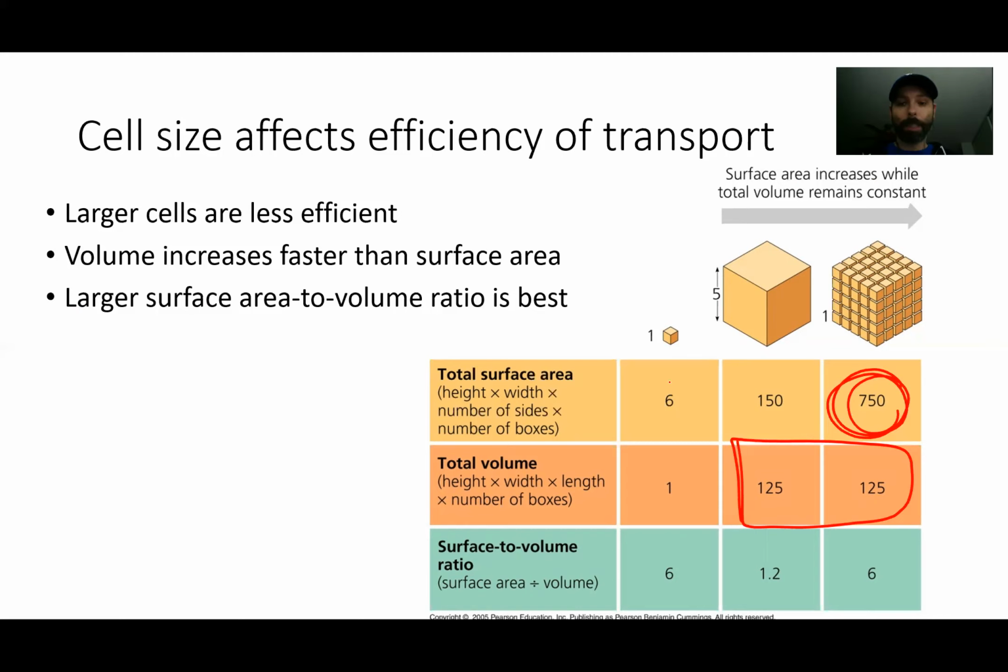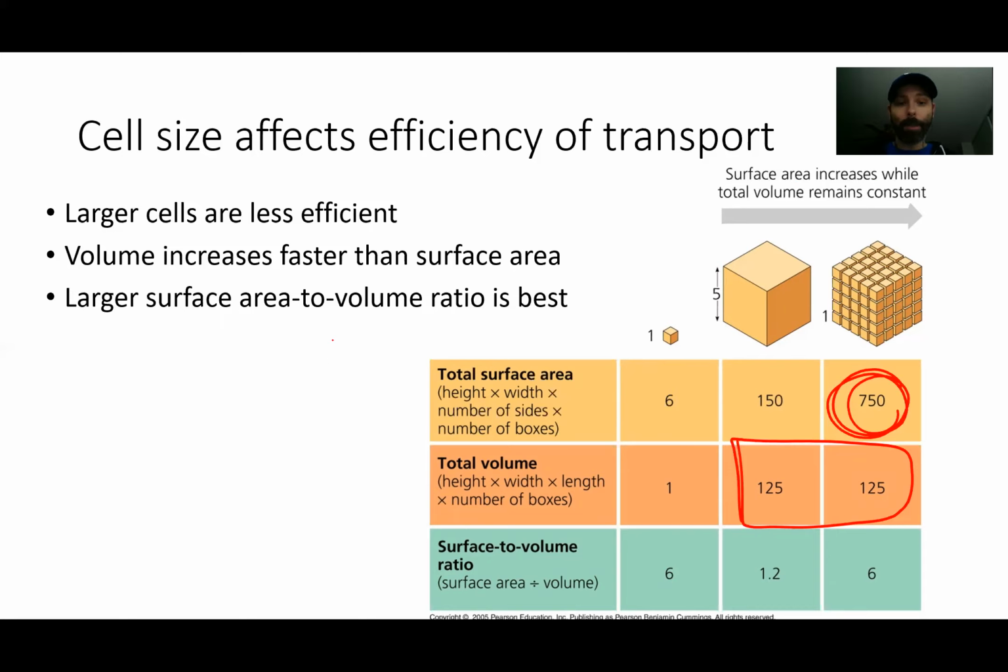In this particular case, we have the surface area of 6 here compared to 150. So definitely the surface area went up, but not nearly as much as the volume went up. The volume went from 1 to 125, and that's a much bigger change. And so the idea is that volume increases way too fast. As you make the cell bigger, volume increases really fast, surface area only gets bigger, not quite as fast, and you end up having a problem.